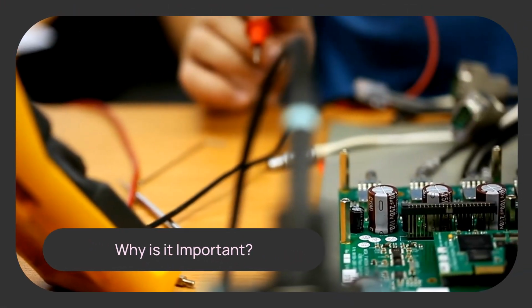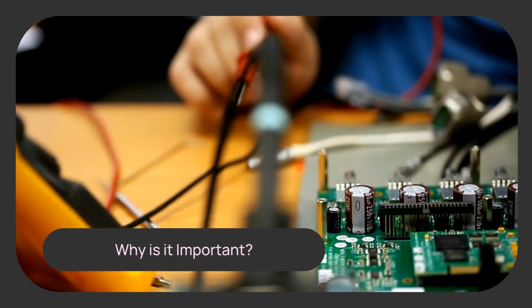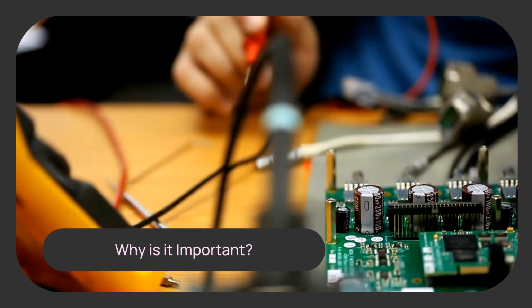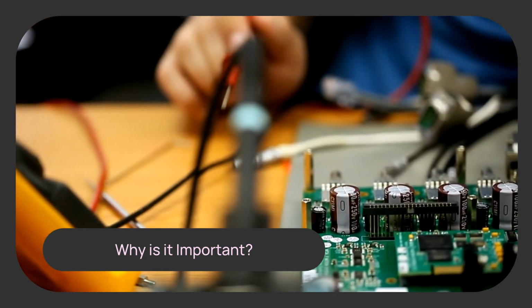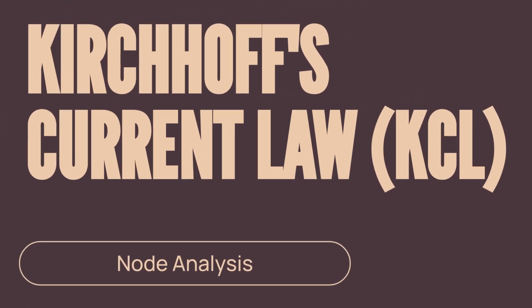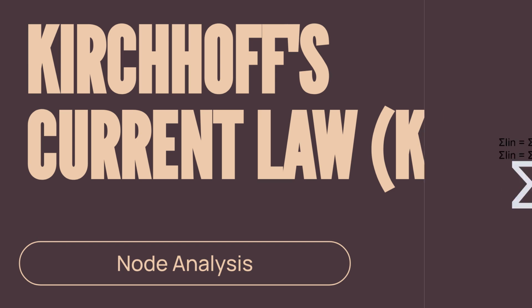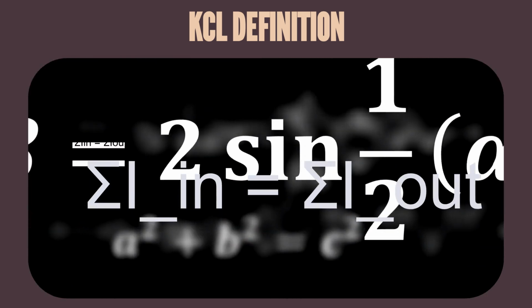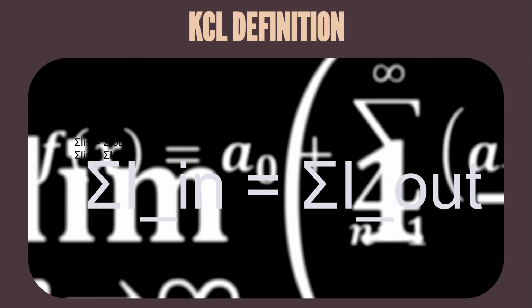Node analysis is important because it allows us to determine the current flowing through each branch of a circuit. This information can be used to design and analyze electrical circuits. Kirchhoff's current law, KCL, is the foundation of node analysis. It states that the sum of currents entering a node in a circuit must equal the sum of currents leaving that node. In mathematical terms, KCL can be expressed as sum of I in equals sum of I out.